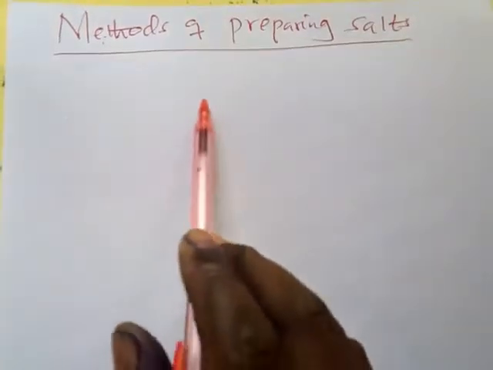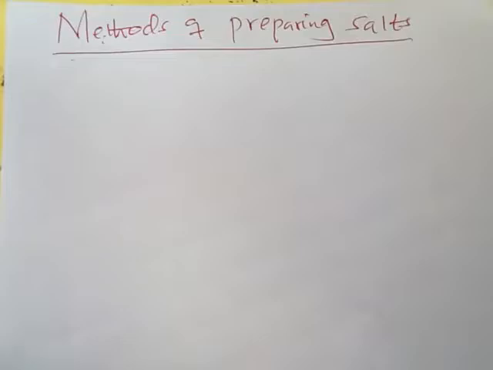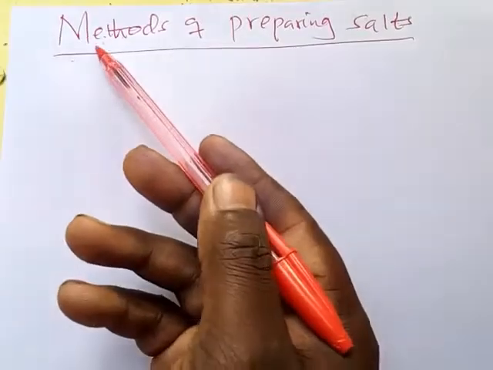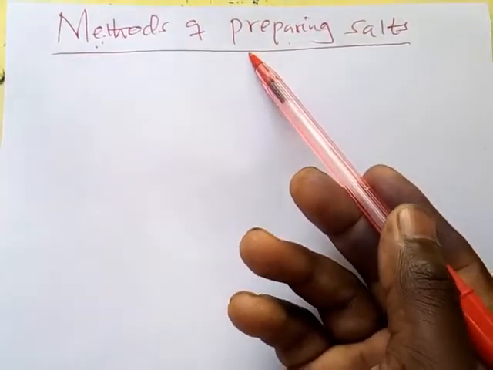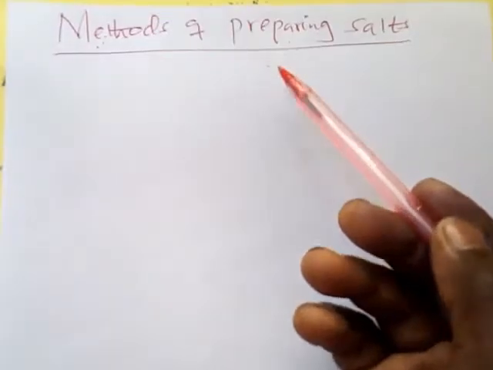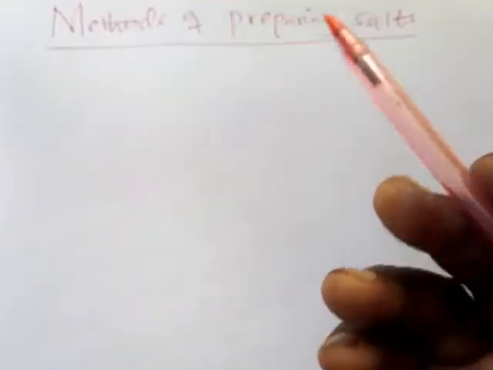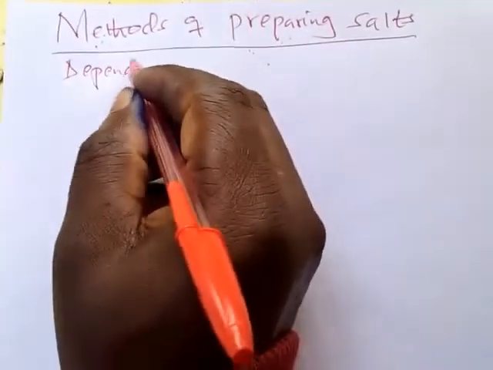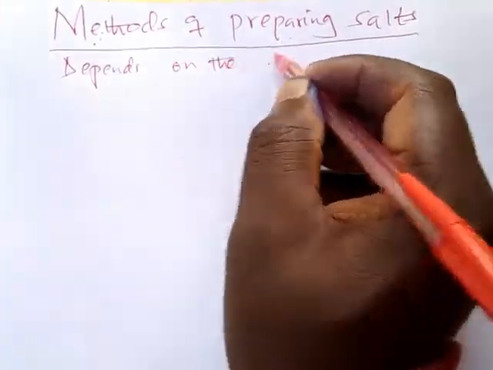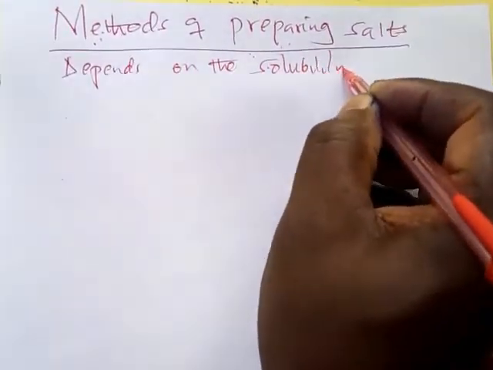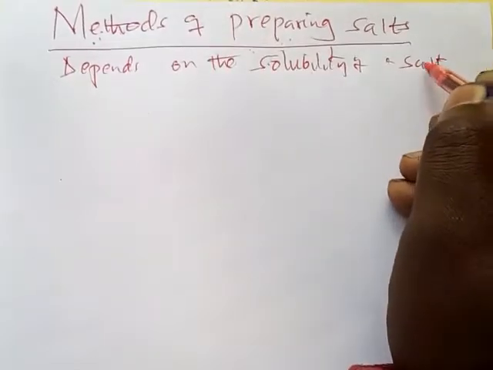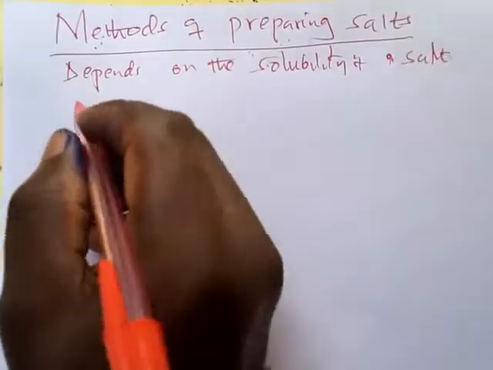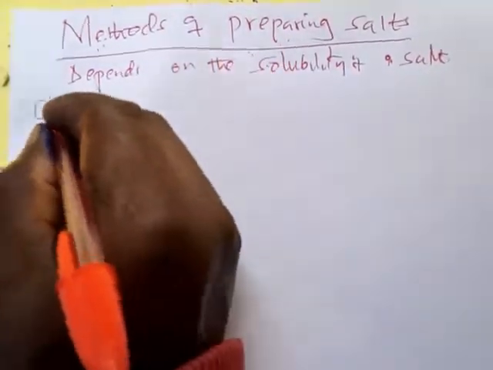So the basis of the importance of what we were doing there is this subtopic of methods of preparing salts. Before you prepare a salt, you need to understand and be aware: is the salt I'm told to prepare soluble or insoluble? So preparing a salt depends on the solubility of the salt. We have around 7 methods of preparing salts. I want to mention them.